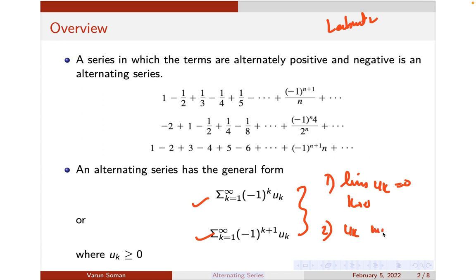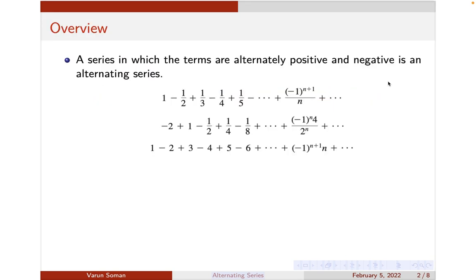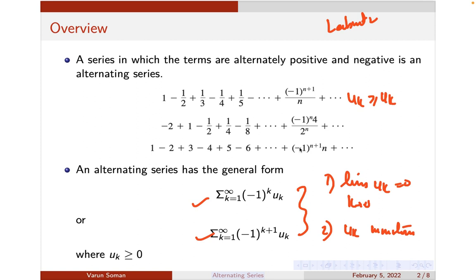It should be monotonically decreasing. What do you mean by that? That means your u_k should be greater than or equal to u_(k+1), or your u_k should be greater than or equal to u_(k+1).